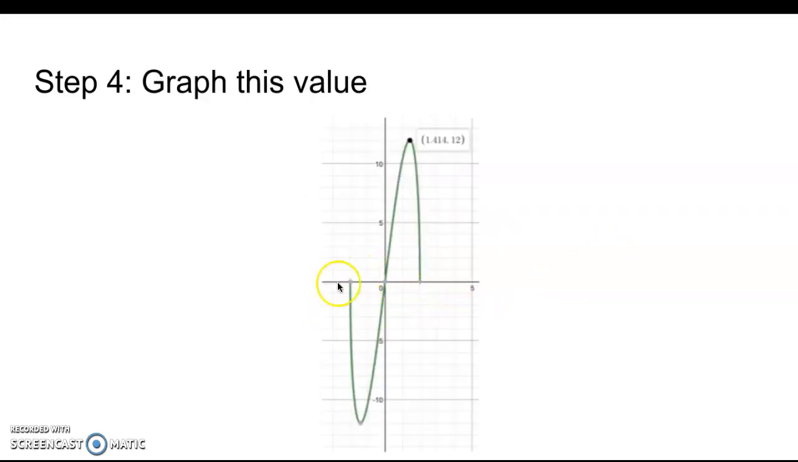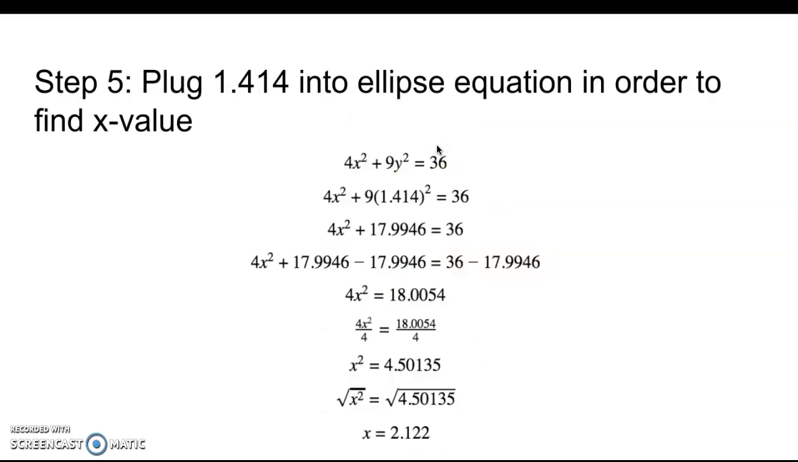Now what you want to do is graph this. When you graph it, it should look something like this. You only want to consider the positive x-axis, which is this right here, because you want a positive length. You also want to keep in mind that y is the variable in the equation, so technically when looking at the graph, x is y. This graph is saying that the max area is 12 when y is 1.414. So the next step is to plug 1.414 into the ellipse equation in order to find the x value.